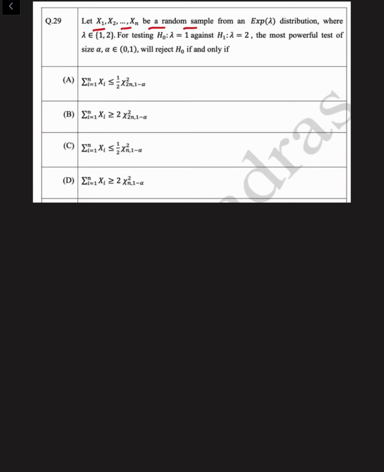Let X1, X2, ..., Xn be a random sample from an exponential distribution with parameter lambda, where lambda belongs to {1, 2}. Now for testing H0: lambda = 1 against H1: lambda = 2, the most powerful test of size alpha will reject H0 if and only if.